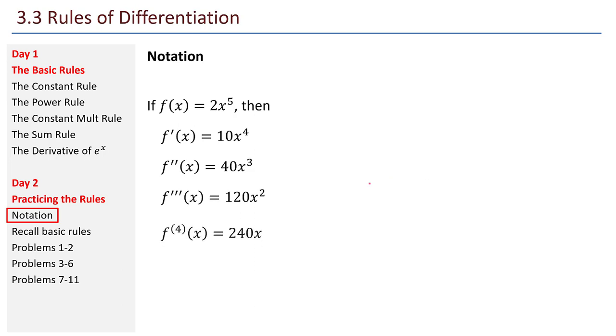At this point, it's a little bit ridiculous to keep writing primes, so the typical notation is to put the number of the derivative in parentheses up above, like an exponent. So the fourth derivative of this function is 240x, the fifth derivative is just 240, and the sixth derivative is 0. And in fact, from this point on, the seventh derivative, eighth derivative, and so on, all of those further derivatives will be equal to 0.